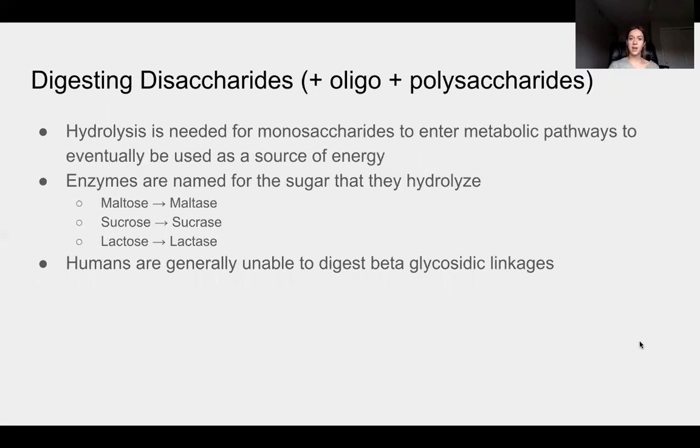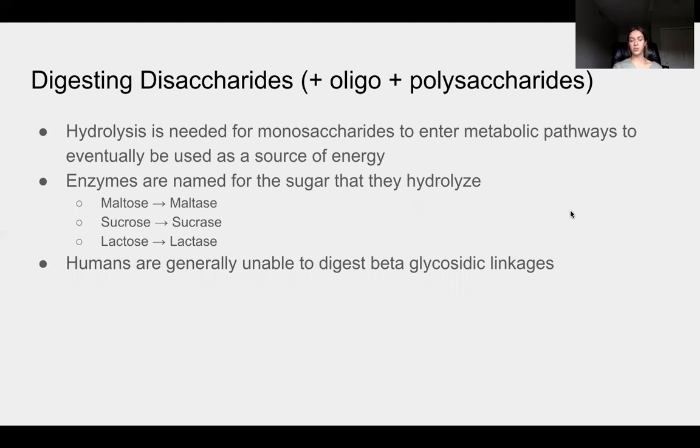For digesting disaccharides, oligosaccharides, or polysaccharides, you need to be able to hydrolyze the glycosidic linkage between them. There are very specific enzymes that do this, and the enzymes are named for which sugar they hydrolyze. So maltase hydrolyzes the bond in maltose, sucrase for sucrose, and lactase for lactose. In general, humans are unable to digest beta glycosidic linkages, which is why we can't digest, I think it's cellulose. Most of these disaccharides will be alpha glycosidic linkages.